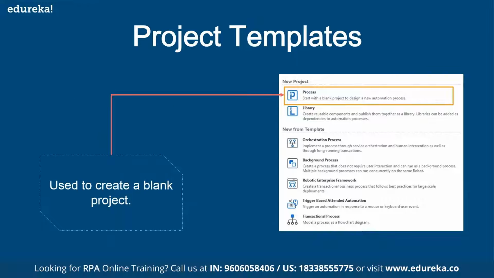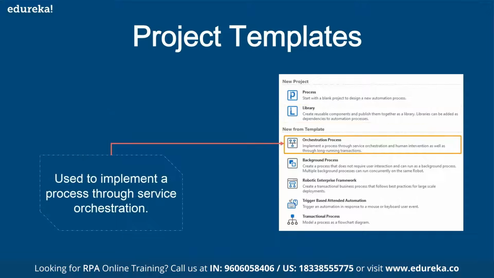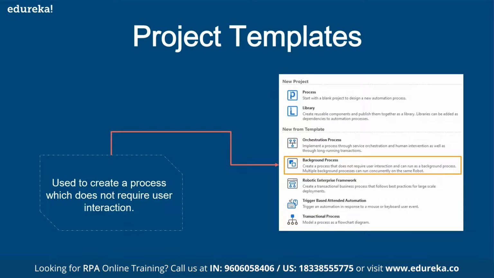So process is used to create a blank project, whereas library is used to create reusable components. Orchestration process is used to implement a process which will run through the orchestration service. What is Orchestrator is a completely different topic from this webinar. That is an in-depth topic, right? Then background process, the process which doesn't require any human intervention, can be called a background process, and that can also be implemented.